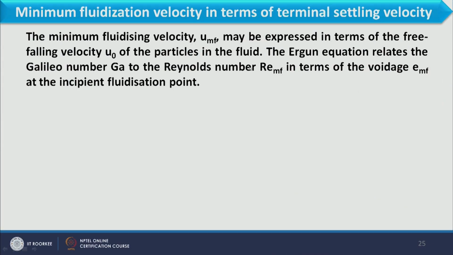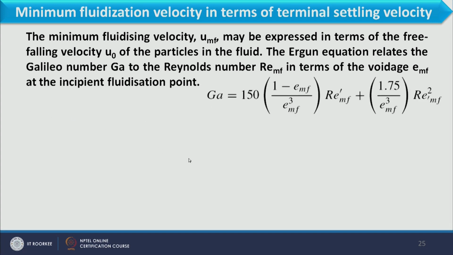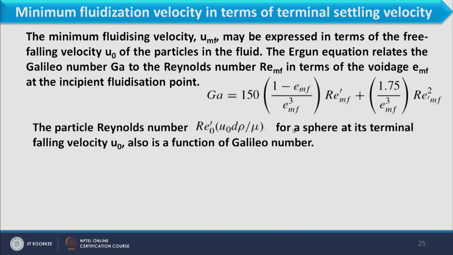So minimum fluidizing velocity UMF may be expressed in terms of free falling velocity U naught of the particle in the fluid. The Ergun's equation relates Galileo number and Reynolds number in terms of voidage for minimum fluidizing condition, as we have just seen. This is specifically for a spherical particle.